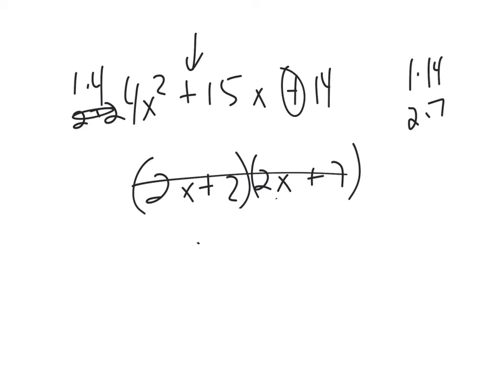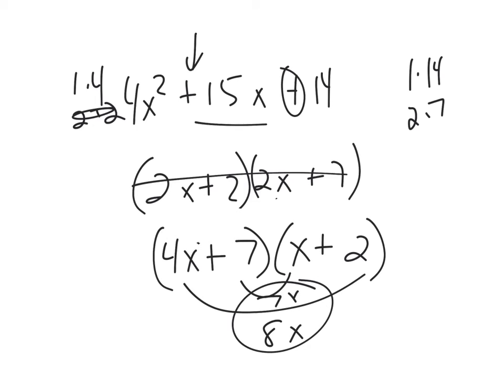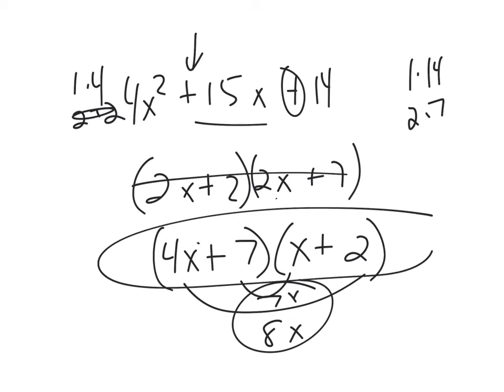So let's go here. So we got 4x plus and x plus. Now we got to come up with 15. So, how about this? That's going to be 8x, and that's going to be 7x, and that's going to make our 15x right there. Okay, so it took a few tries that time, but you just work through it.